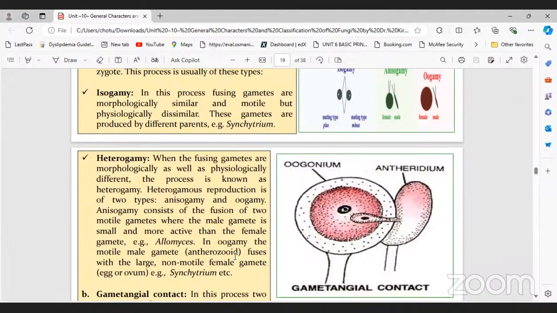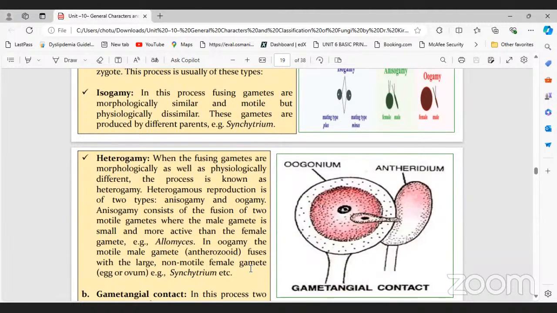Heterogamy occurs only in one genus, that is Monoblepharis. Allomyces oogamy and Syncytrium are the best examples. And next one, anisogamy, which occurs only in one genus, Allomyces, where two planogametes are morphologically similar but different in size. That is anisogamy.